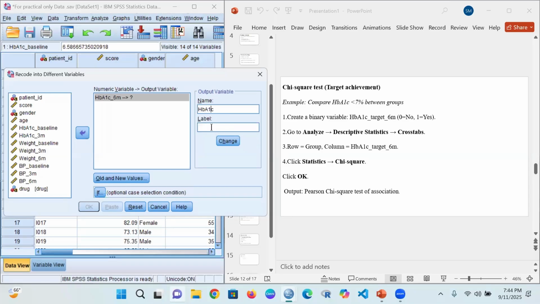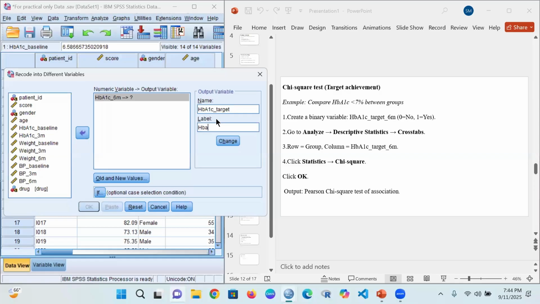Sorry, HbA1c underscore. Let's call it underscore, let's say, for example, targets. So you can repeat the same way for the label because you want it to appear on the SPSS.